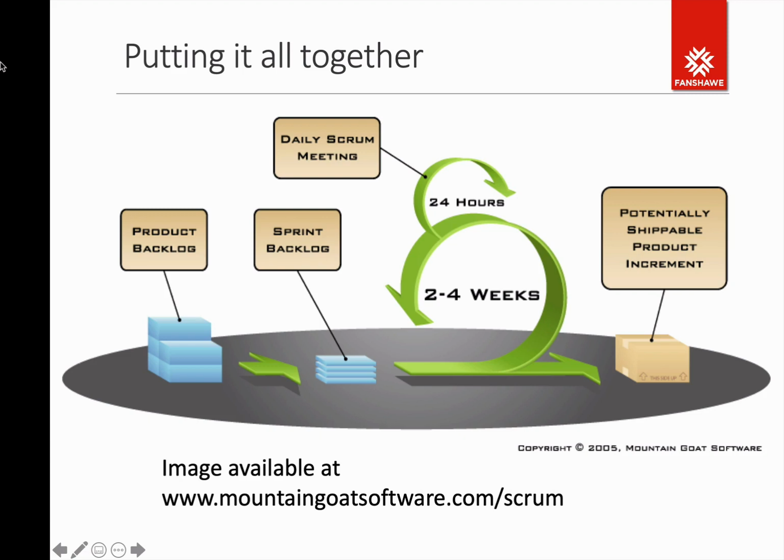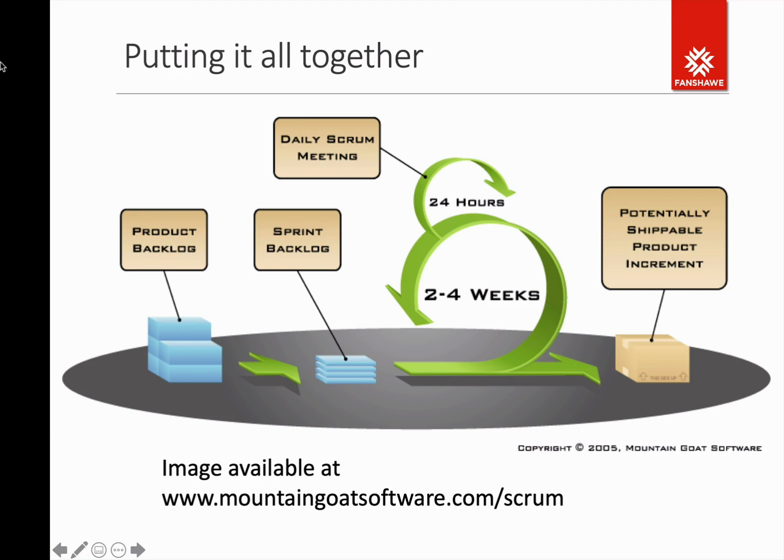So you might have 200 items in the product backlog. You're going to work on 10 items during this sprint, and you'd create a sprint backlog of those 10 items. As mentioned before, you're going to spend about 2 to 4 weeks developing the system. And again, that's referred to as a sprint.